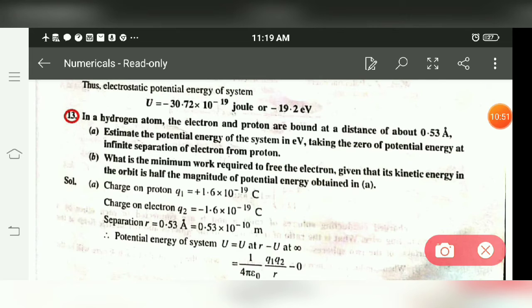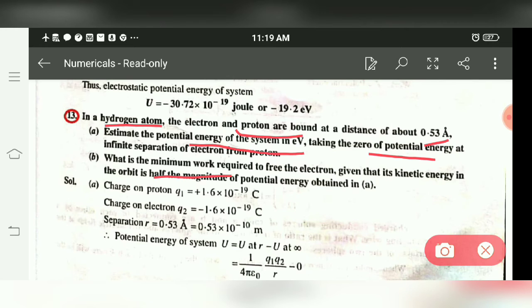In a hydrogen atom, the electron and proton are bound at a distance of about 0.53 angstrom. Estimate the potential energy of the system in electron volt. Taking zero potential energy at infinite separation means initially in the system there was no charge. If we bring the first charge from infinity to a given point, then no work is done. But if we bring the second charge from infinity to the point where the first charge already exists, then work is done against the first charge, so U1 equals 0 in this system but U total is not 0.